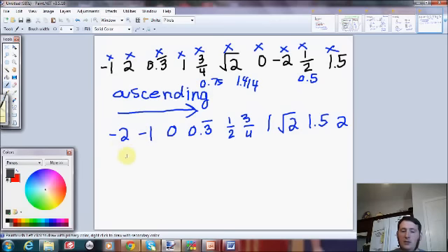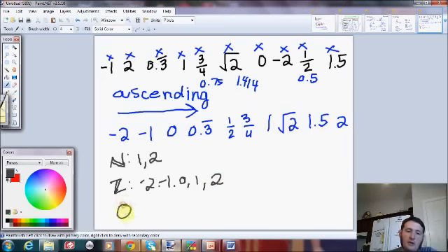Now let's try to sort them here. And I'll just use big N for natural numbers. Well, if you look through this list, only 1 and 2 are natural numbers. Okay, integers. Well, -2, -1, 0 is an integer, 1 and 2.